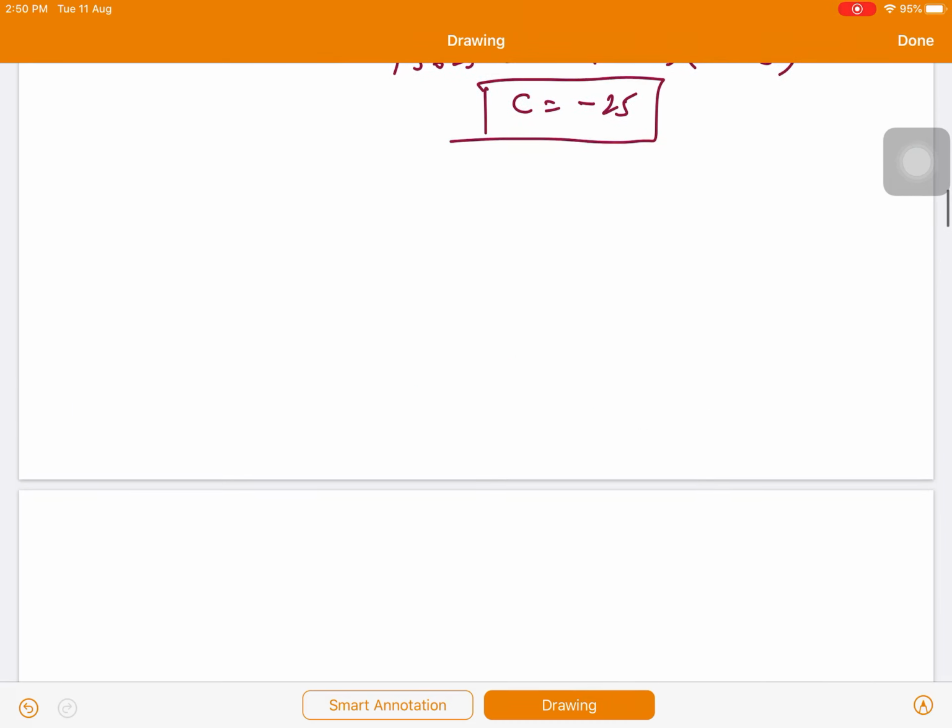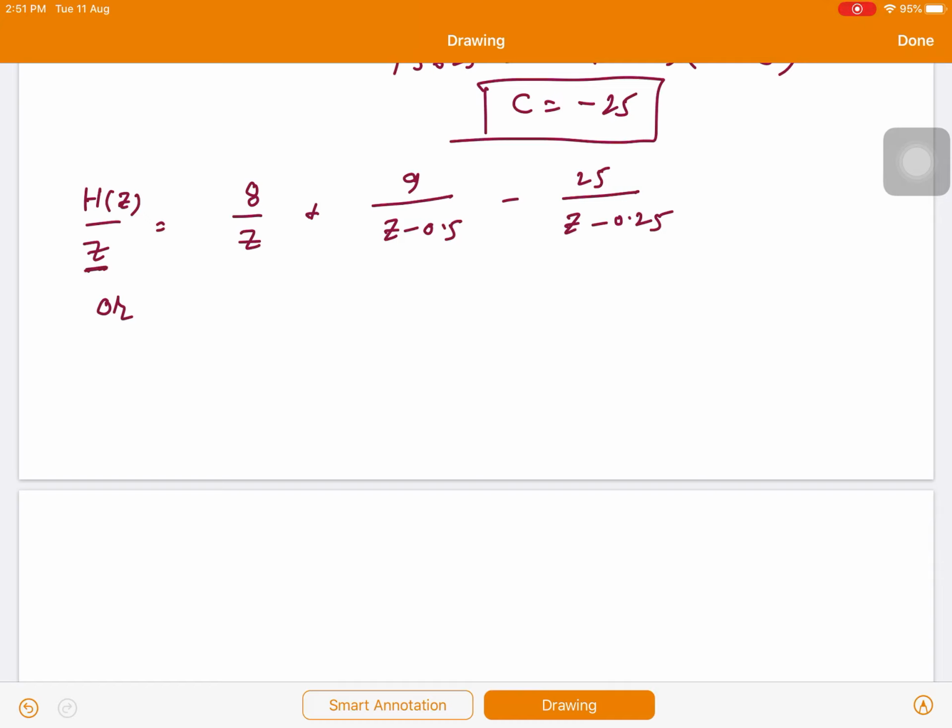Okay, so after putting the values into Hz upon z, just put the value of a, b, c, you will get 8 upon z plus 9 upon z minus 0.5 and minus 25 upon z minus 0.25. Okay, and what else can we write: divide this z, you will get Hz equal to, and just cross multiply this z over here, so you will get 8 plus 9z upon z minus 0.5 minus 25z upon z minus 0.25.